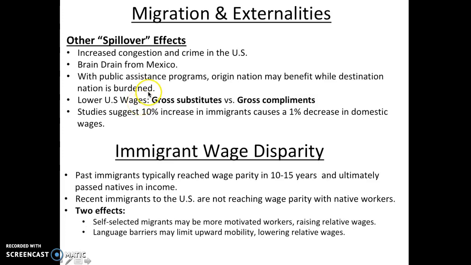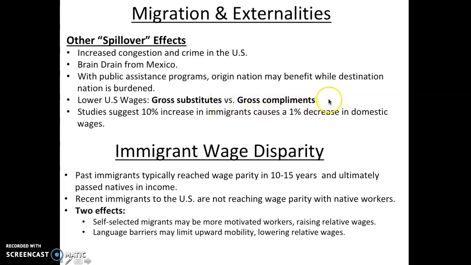Another thing to consider is lower U.S. wages. We saw in the graph previously that as Mexicans migrate to the U.S. to work here, they do lower U.S. wages. But those lower wages do not occur for all U.S. workers. It really depends on whether the Mexicans represent gross substitutes for American workers or gross complements. For example, if you work in construction, Mexican workers that come here with that skill set might be a gross substitute. You're competing with them, your wages might go down.